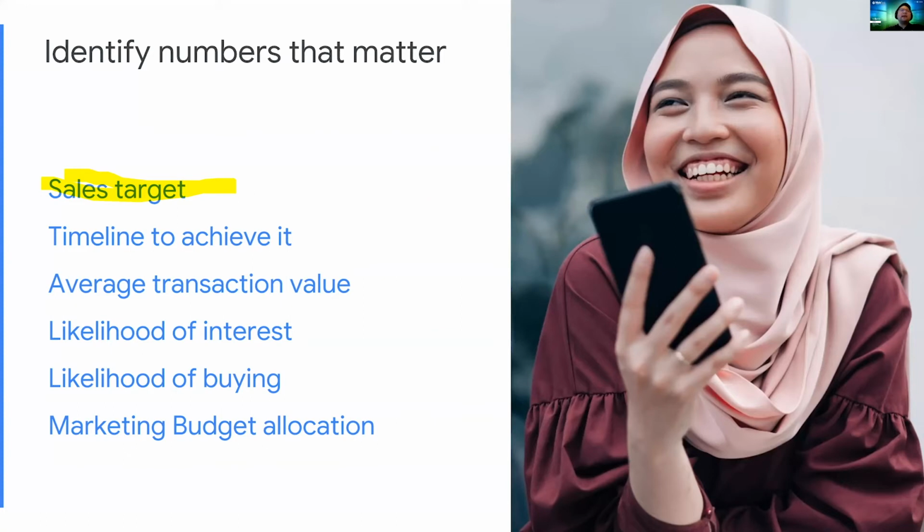Second question that you need to ask, in order to, let's say, achieve 100 million, how much time do we have in order to achieve this outcome? Do I have 1 quarter? Do I have 12 months?